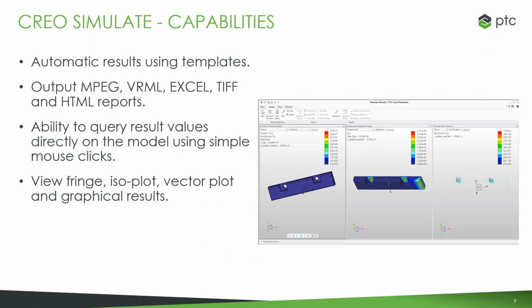You can also use a simulation query that gives you an exact result for anywhere you click on the model. So let's say you're looking at von Mises stress. You click here, it's 100 megapascals. You click here, it's 60 megapascals. Anywhere that you want to see a value on the model, you just click on it and it spits out that value for you.